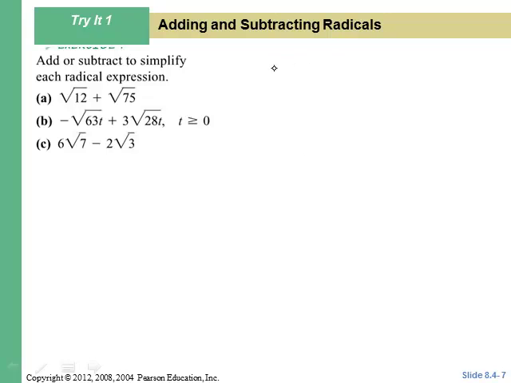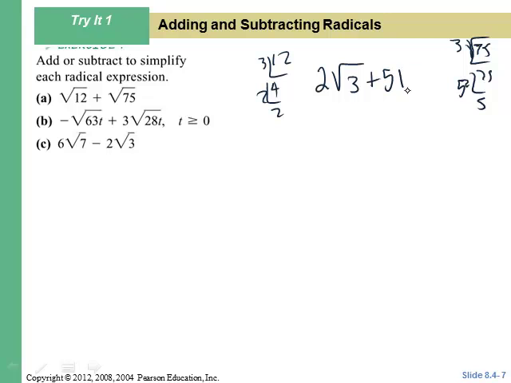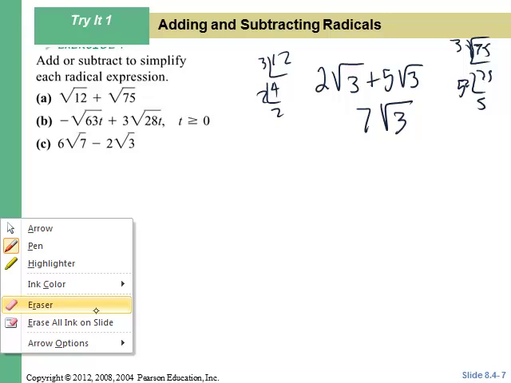For the first one, you've got 12 divided by 3 is 4, divided by 2 is 2, so that's 2 root of 3. 75 divided by 3 is 25, which is 5 and 5. So plus 5 roots of 3 is 7 root of 3. And change colors.